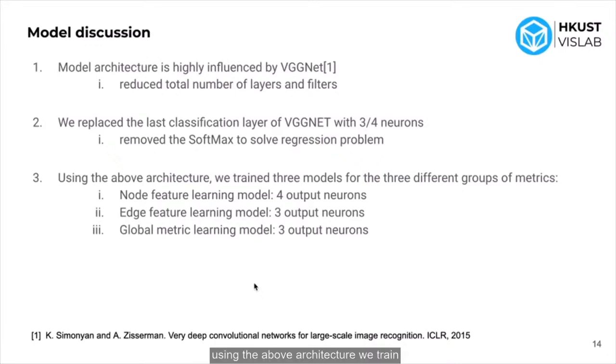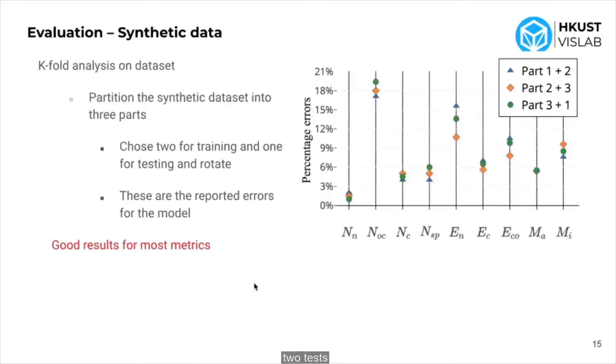Using the above architecture, we train 3 models for 3 different groups of metrics. Node feature learning model with 4 outputs, edge feature learning model with 3 outputs, and global metric learning model with 3 outputs. To evaluate how good the model is performing, we did 2 tests. Evaluation against synthetic data. We take the synthetic data, partition it into 3 parts. We choose 2 for training and 1 for testing, and then we rotate.